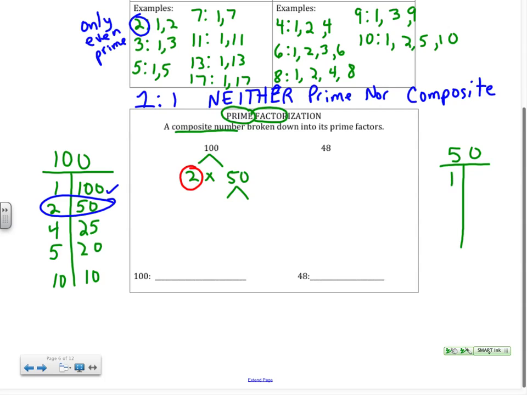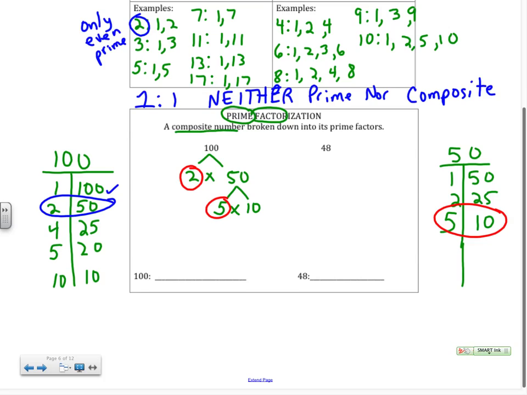So if I were to list all the factors of 50, 1 times 50, 2 times 25, 5 times 10, I think that's all of them. I may have missed some, I'm not sure. But I could pick any ones I want to start with to break up 50. So I'm going to pick 5 times 10. So what are 2 factors of 50? 5 times 10. I'm going to look and see if one of those are prime, and if it is, I'm done. That's the prime factor.